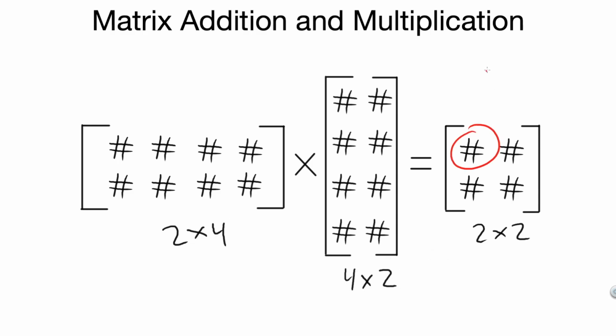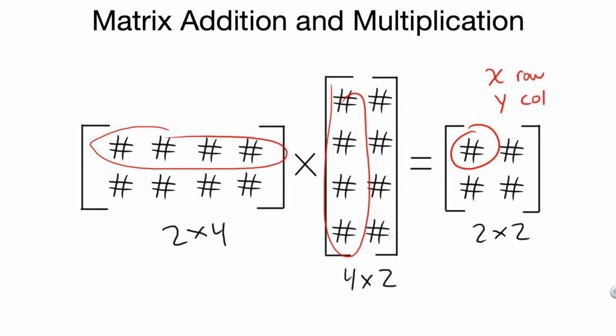If I wanted to find the entry in the X row and the Y column, I would have to select the X row on the first matrix and the Y column on the second matrix. In this case, it is the first row and first column. With this row and column selected, multiply the respective terms and add their products together. This will give you the entry in your matrix.